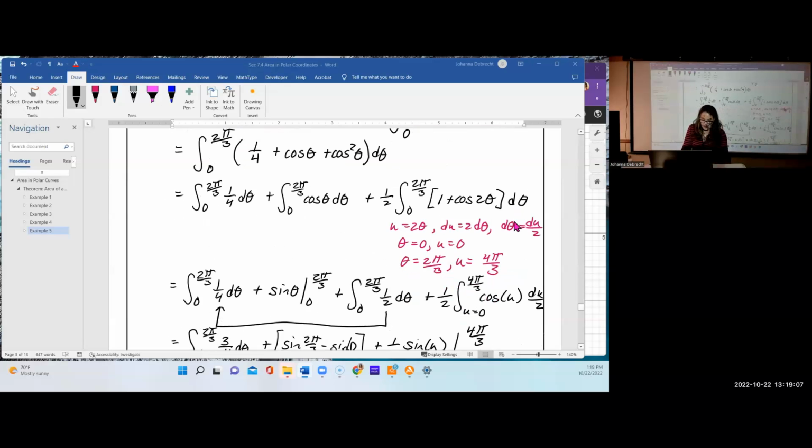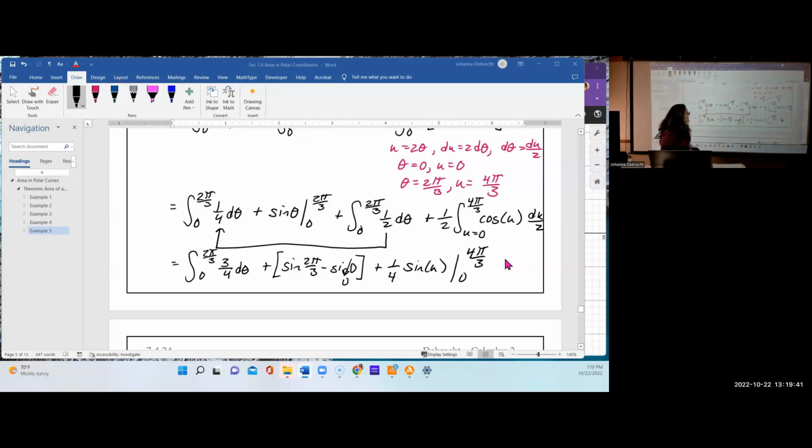Now this time I was paying attention a little bit, and I knew this is going to be a 1/4 d theta. And I knew this, when I split it into 2 integrals, was going to give me a 1/2 d theta. So these two have the same limits of integration, and they have essentially the same integrand, differing only by the constant. If they had different limits of integration, I couldn't combine them. But in this case, 1/4 plus 1/2 gives me 3/4. So coming down here, I'm basically integrating 3/4 d theta from 0 to 2 pi over 3.